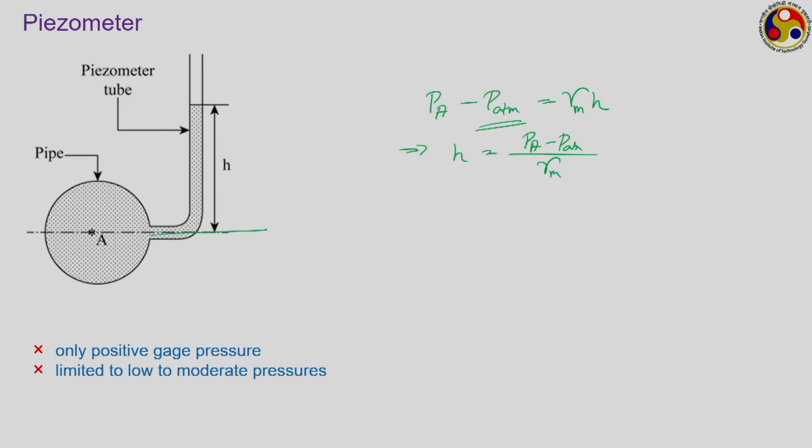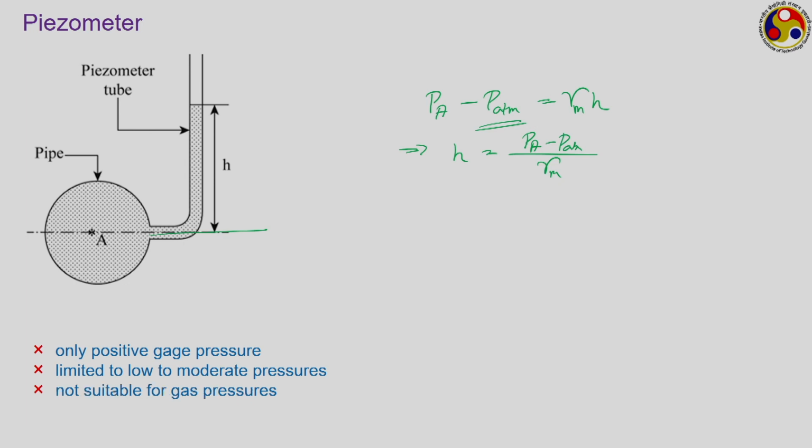It is generally limited to low to moderate pressure levels, because if you are looking for very high pressure measurement, then you are going to get a much taller column of liquid, and we need a very tall tube to deal with, which is not practicable. So, we are limited to low to moderate pressure levels, something quite close to atmospheric pressure.